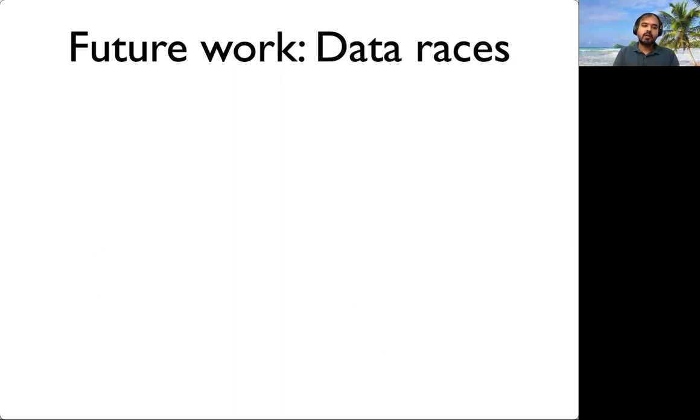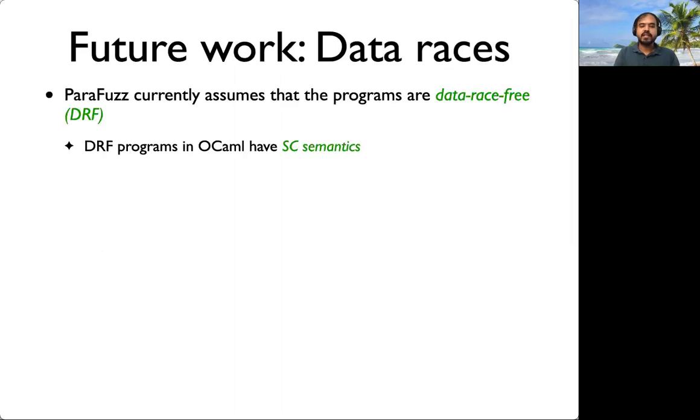So one particular future extension that we are considering is encompassing programs that have data races as well. Currently Parafuzz assumes that programs are data race free, and data race free programs in Multicore OCaml have sequentially consistent semantics. This is what allows us to only insert yield points at the synchronization points, right? And still have coverage because our program has SC semantics.